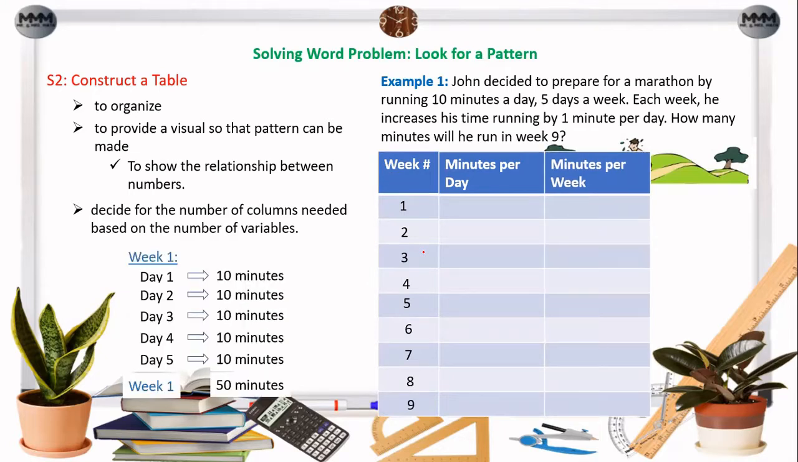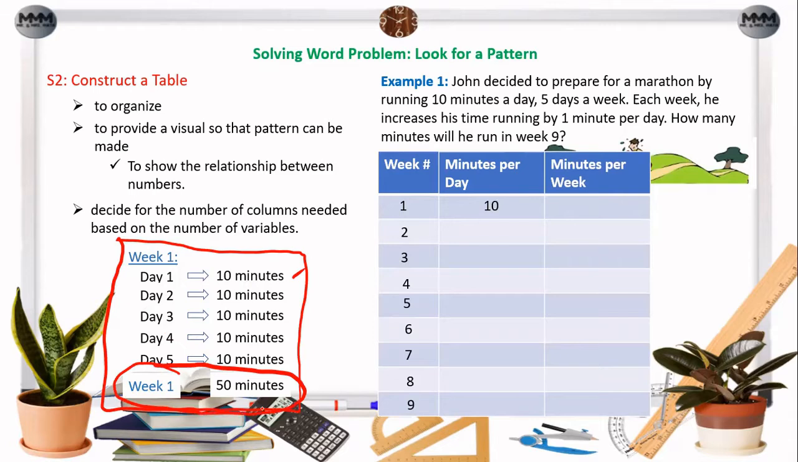Here in week 1, notice that every week he runs 5 days. So we have day 1, day 2, up to day 5. And in week 1, every day he runs 10 minutes. So we can write here in the minutes per day column, week 1, we have 10. It means 10 minutes per day. And then for the total, the minutes per week is 50 minutes. So we can enter here in our table in the last column, 50.